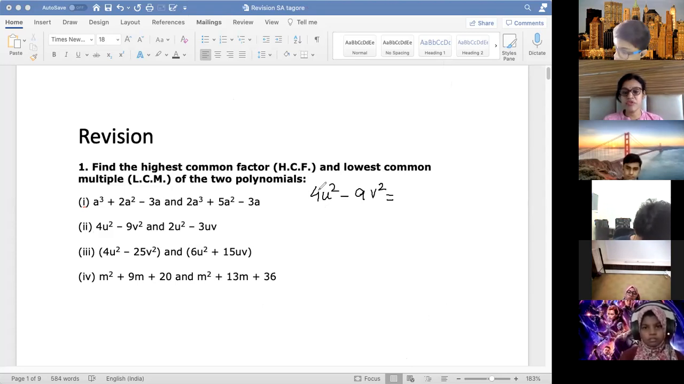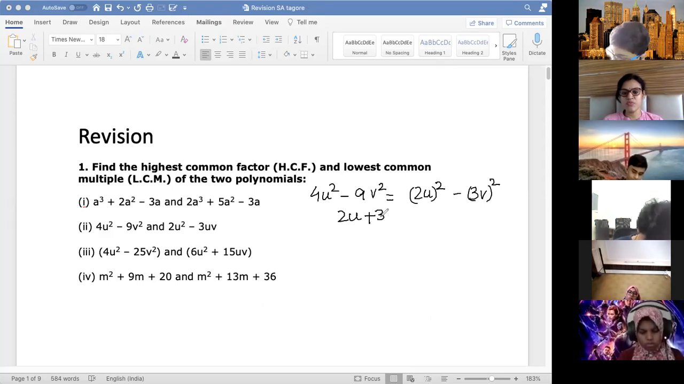See, be careful with this 4. When you are making it, that's why I tell you to write the step. This is 2u ka square, Mudabbir, and this is 3v ka square, right? So your answer will be 2u plus 3v into 2u minus 3v, okay? You cannot take 4 over here. Is it clear, Mudabbir?